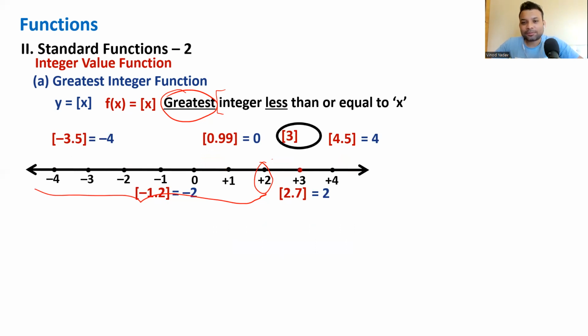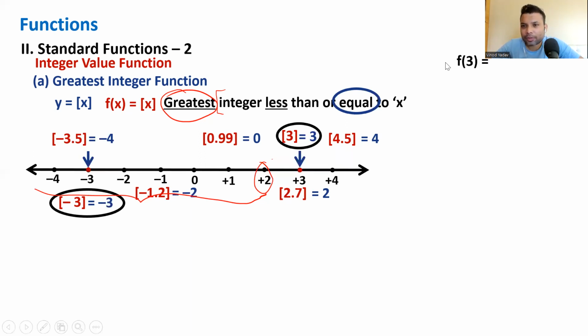Floor of 3 now. The input itself is an integer, so there is no extra work done by the machine. The output will be the same as 3, because of the equal-to option, so the output will be 3. So if the input is -3, the output will be -3. Super. All right. So f of 3 will be floor of 3, that is 3. And -3? Yes, it will be -3.